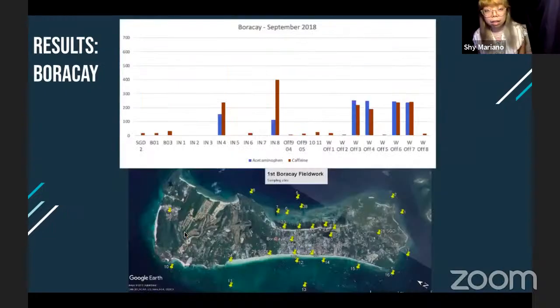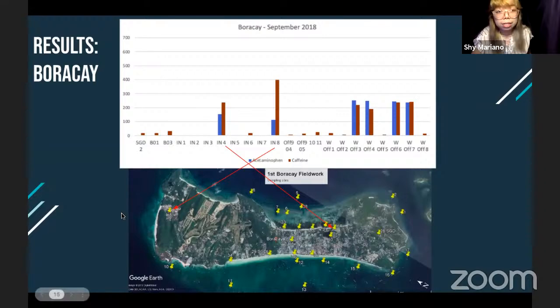Then let's look at Boracay. This sampling was when it was closed to tourists, but there were still residents in the area. Points of interest for this sampling are sites Inland 4 and Inland 8. Inland 4 is a mangrove site where the drainages from inland ultimately discharge. And Inland 8 is a small, enclosed wetland surrounded by residential structures. And we see here caffeine concentrations were detected at around 400 ppb for the wetland and over 200 ppb for the drainage discharge. Acetaminophen was also detected for both of them.